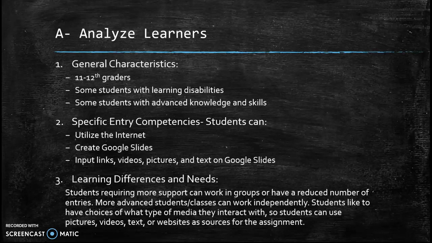And then the learning differences and needs. Students that require more support can either work in groups or have a reduced number of entries instead of 5, maybe 4 or 3. More advanced students can work independently, and you can also give them a larger number of entries. Students like to have choices of what type of media they interact with, so they can use pictures, videos, text, or websites as sources for the assignment. And also because students like choices, they get to choose the topic for their assignment.